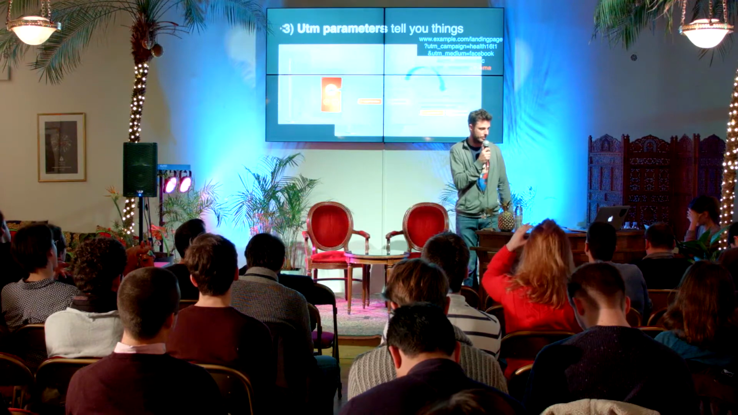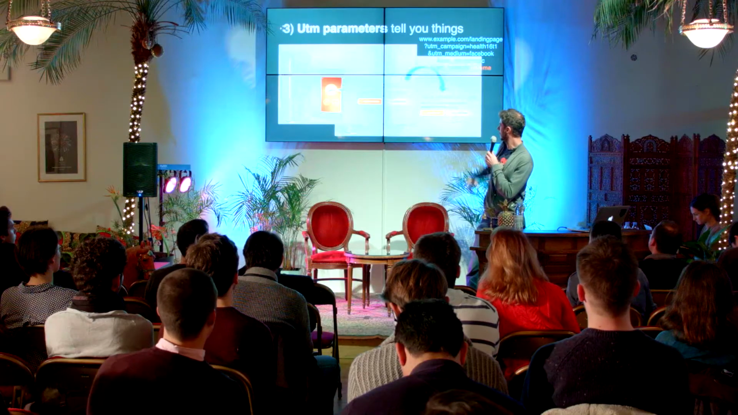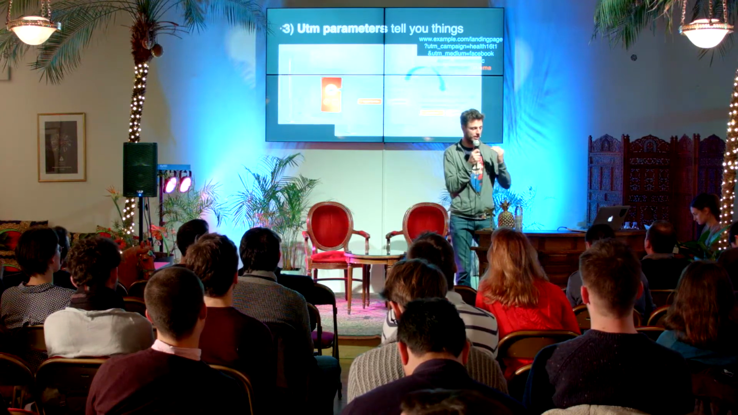So I'll just take an example on how to use UTM parameters now. Let's take back our example of a startup I work with, Fubot, and they have this generic homepage, Meet Your Air Guru, and this product is all about indoor air quality. It monitors the quality of the air in your home. Now there are very many different types of audience. You have geeks who love the concept. You would have people who are obsessed with productivity, maybe. You have obviously people that are interested in health.